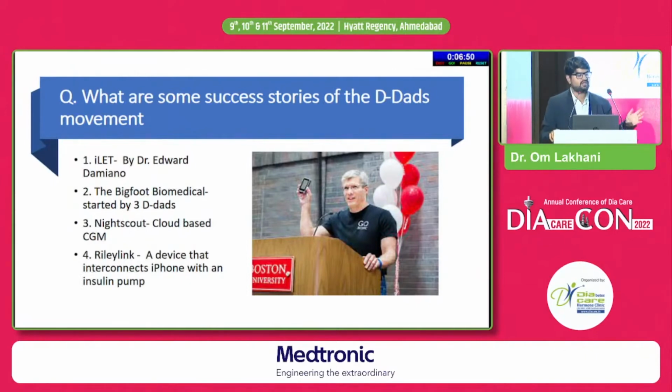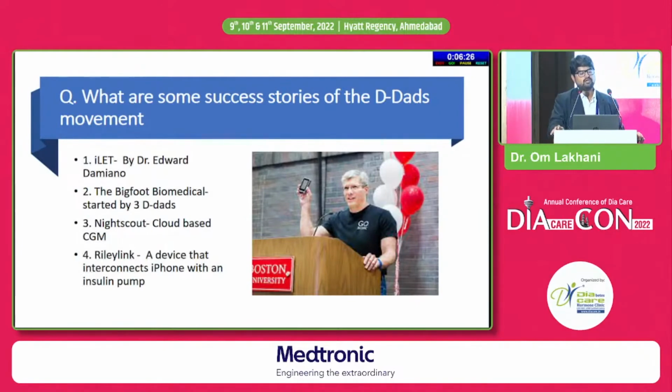So he started working on this called iLet. Again, for iLet, there have already been publications in the New England Journal of Medicine. iLet is the world's first bihormonal artificial pancreas, which uses insulin and glucagon. Initially, they started with a standard Medtronic pump and used a software application which they developed, but now they actually made a device, and this device is going to be approved very soon by the US FDA and will be available in the markets very soon.